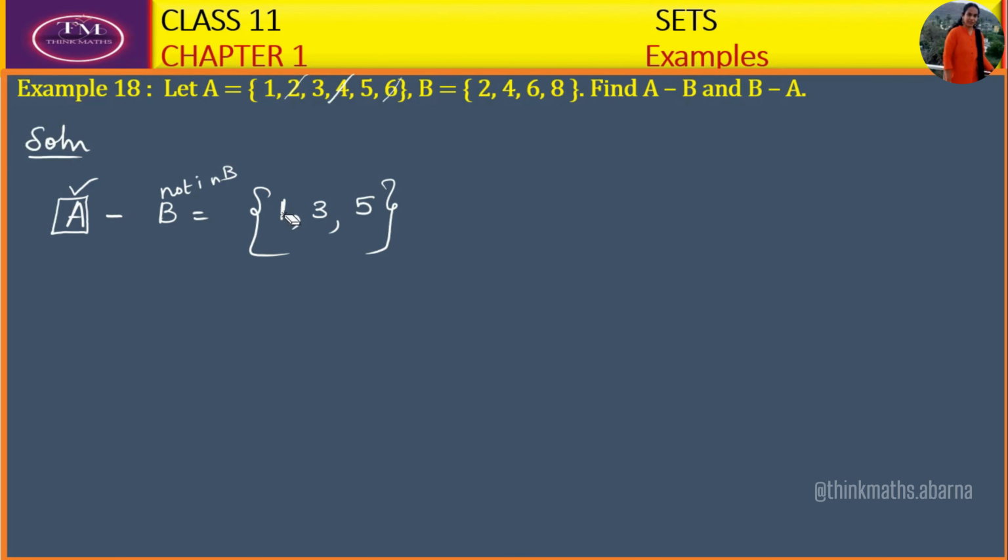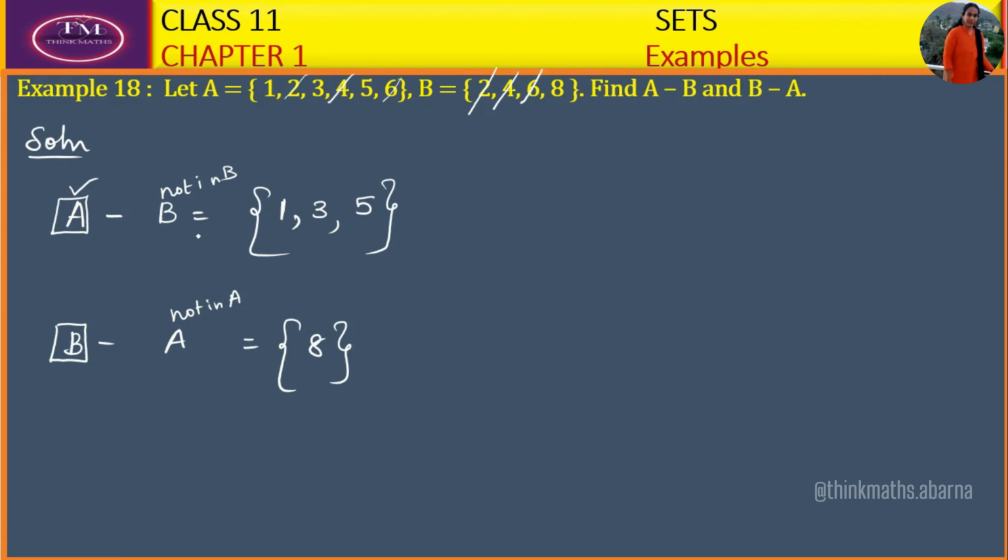Okay. So next one, B minus A. What do you mean by B minus A? That is set of elements in B but not in A. So we have to choose the elements in B. So let us choose. 2, yes, it is present in A. So don't write. 4 is present in A. Don't write. 6, it is present in A. Don't write. 8 is not present in A. So we can write 8.